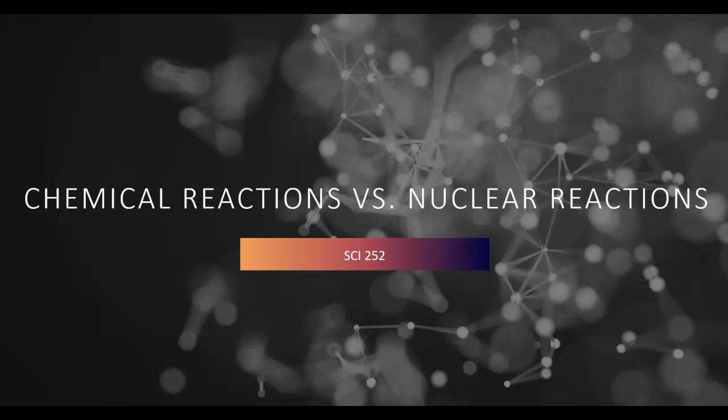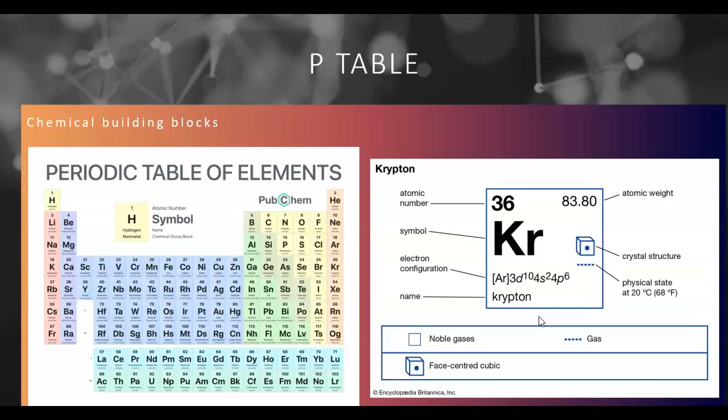Hey you guys, it's Miss Arneson, and I'm going to tie together some things about chemical reactions versus nuclear reactions, the difference between them, and the results of nuclear reactions, which are going to be the radioactivity and the ionizing radiation that we talked about being in Chernobyl.